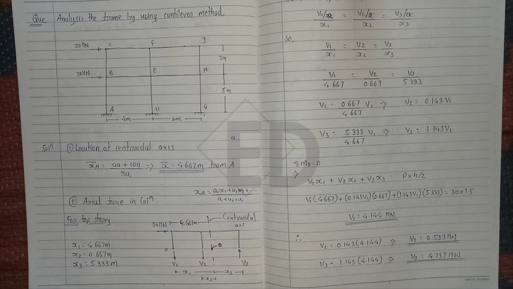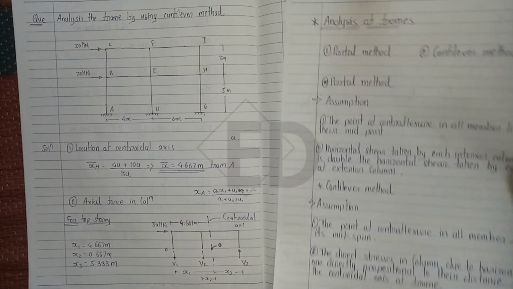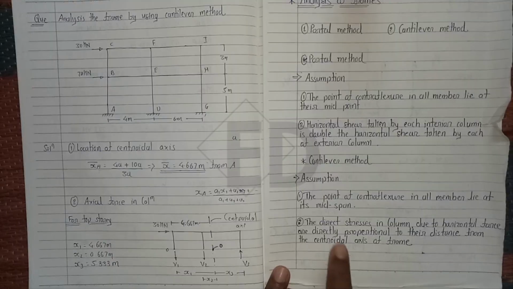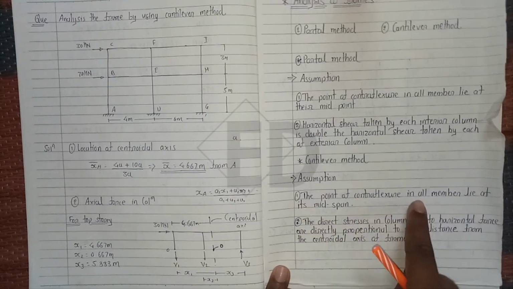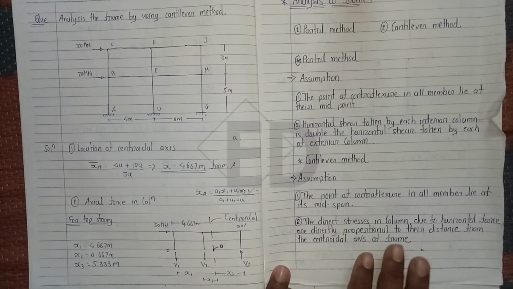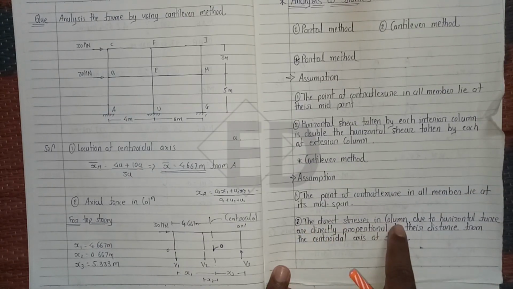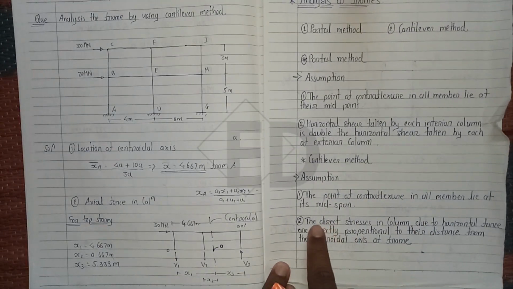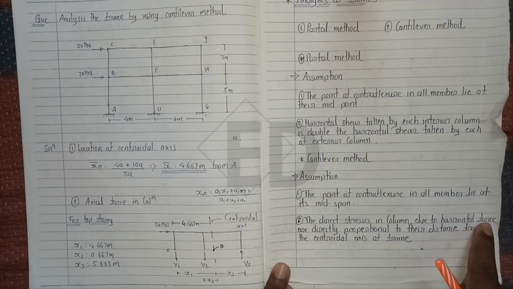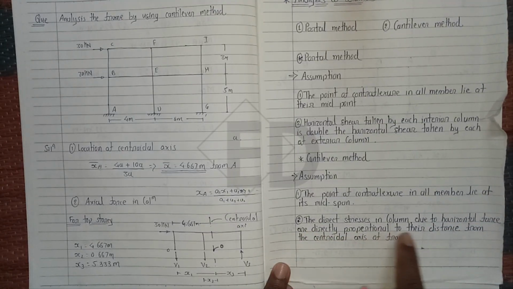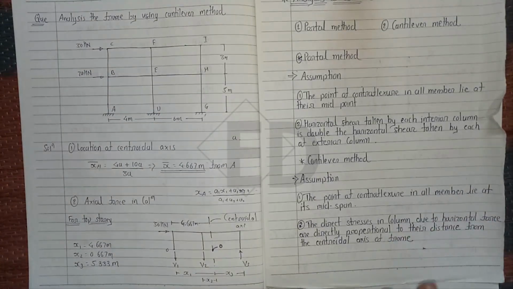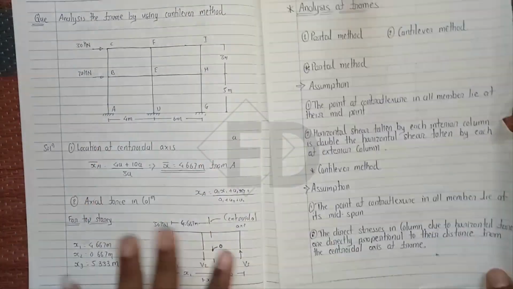First of all, we see what are the assumptions we made for the calculation of cantilever method. For cantilever method we made two assumptions. First, the point of contraflexure in all the members lies at the midspan. And the second assumption, that is the direct stresses in the column due to horizontal force are directly proportional to their distances from the centroidal axis of frame. So these are the main assumptions. By using these two assumptions we are going to solve this question.